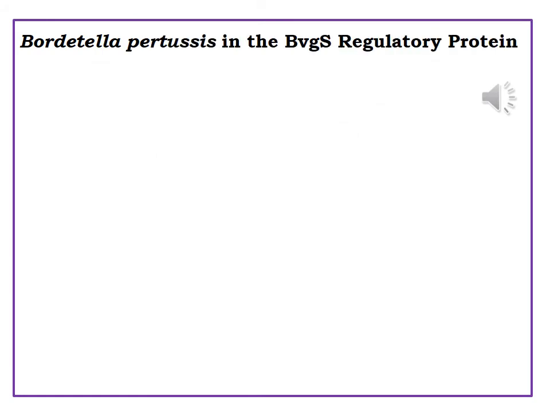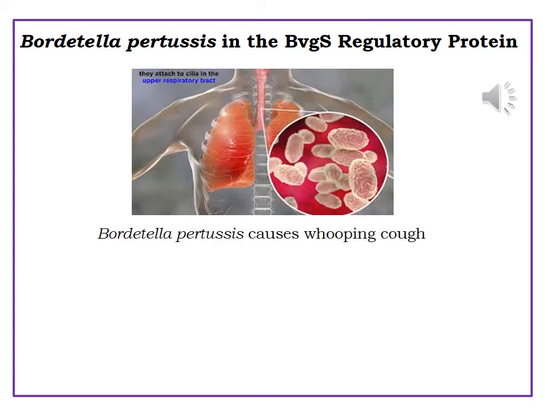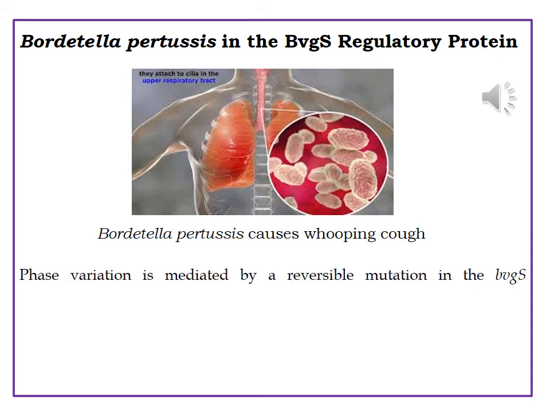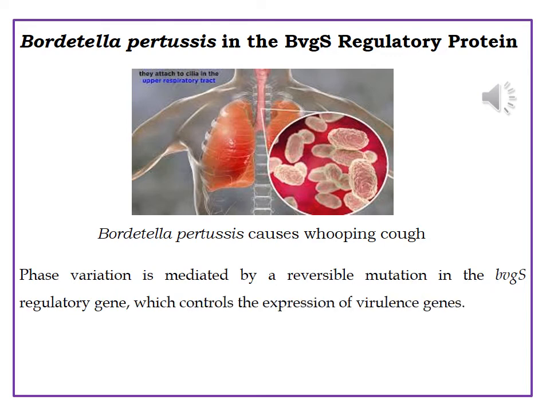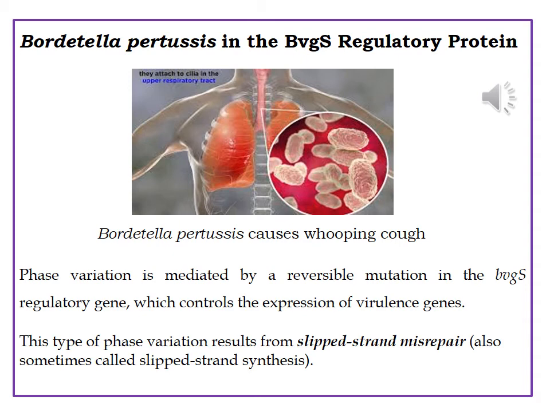We know that whooping cough is caused by Bordetella pertussis. However, behind the virulence properties of the bacterium, phase variation works and is mediated by a reversible mutation in the BVGS regulatory gene, which controls the expression of the virulence genes. This type of phase variation results from slip-strand misrepair, which is also sometimes called slip-strand synthesis.